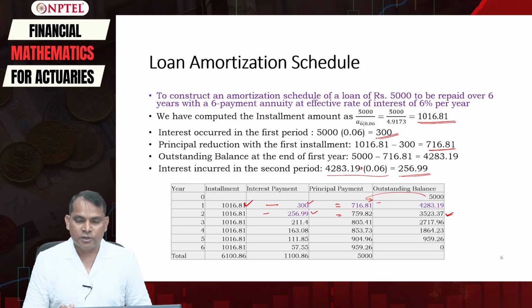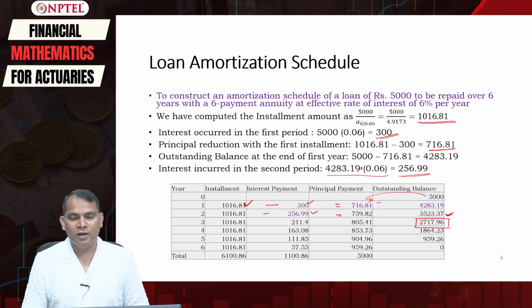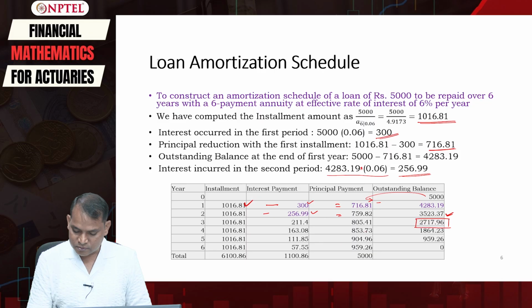I must tell you that I have of late realized that when we introduced this table the first time, I committed one simple error. This 7 was actually mistyped, it was missed. So I am so sorry for that. If you remember, then please correct it there, that this should be 2717.96. And then the rest of the things are the same.